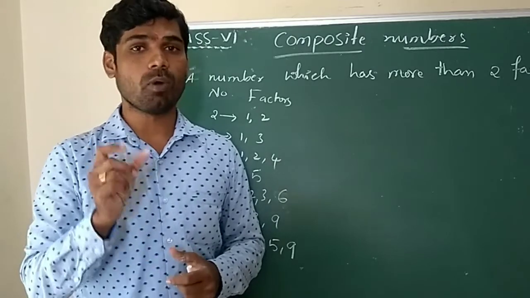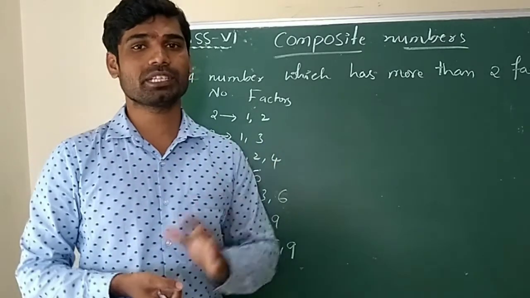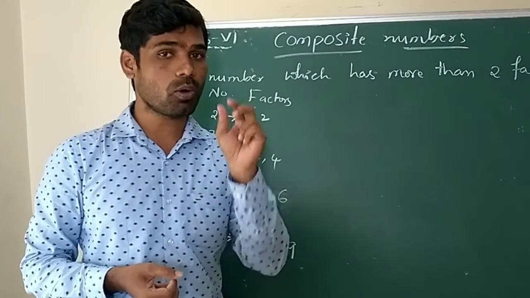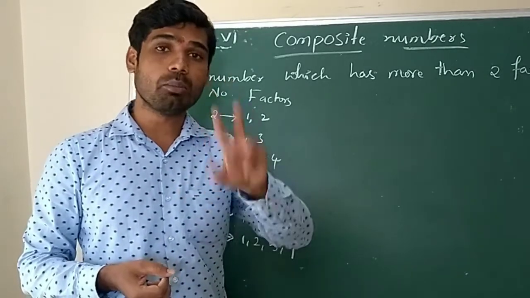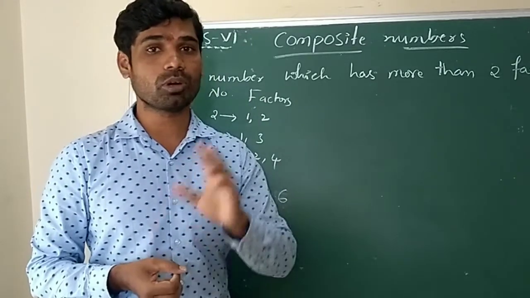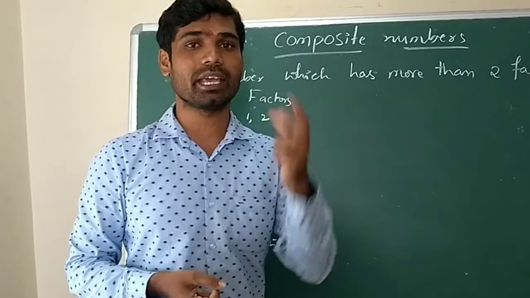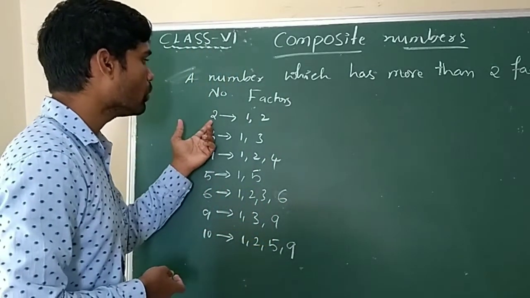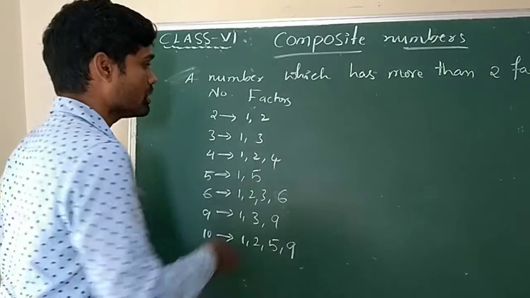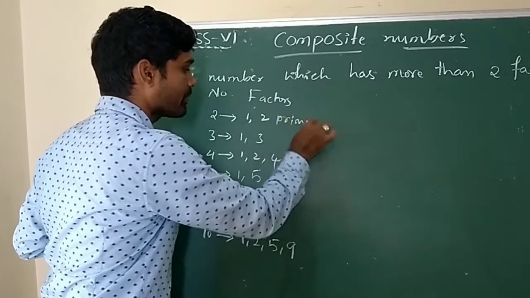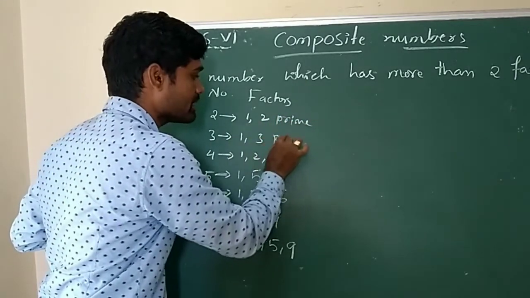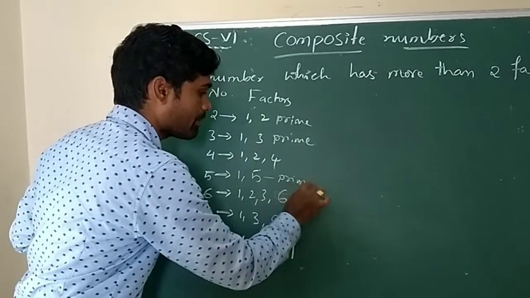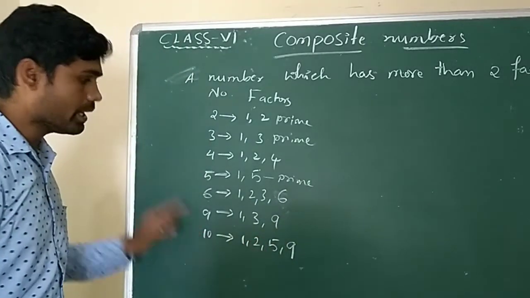Composite numbers. What are composite numbers? Prime numbers means which has only two factors. Now a composite number means which has more than two factors. More than two factors is called a composite number. So let us observe here. We know the number 2 and its factors 1 and 2. So this is a prime number, and it has only two factors. This is also a prime number, and it also has only two factors, so this is a prime number.